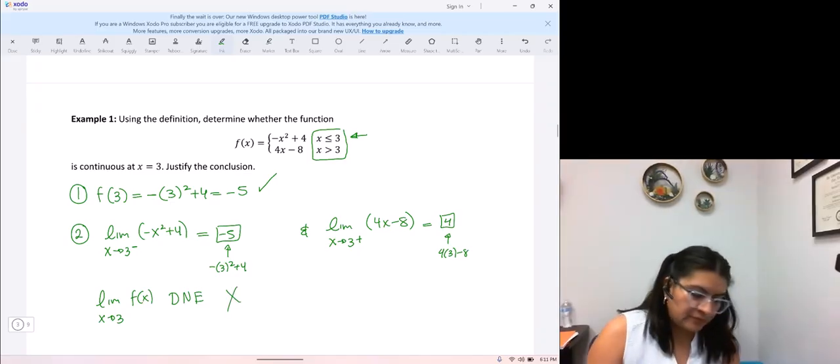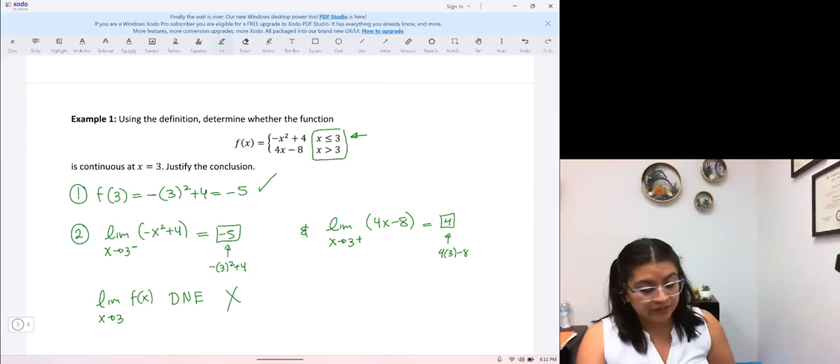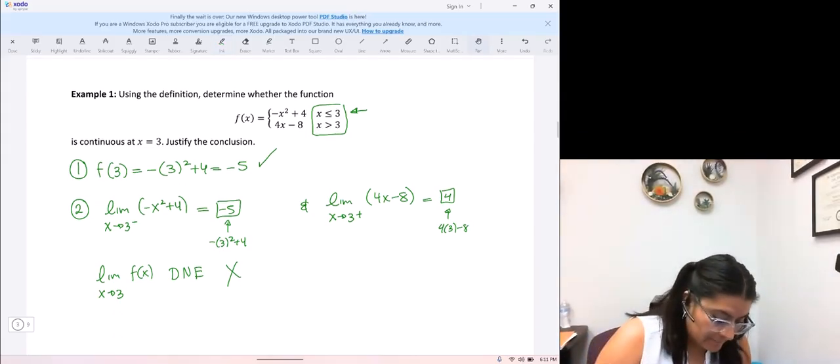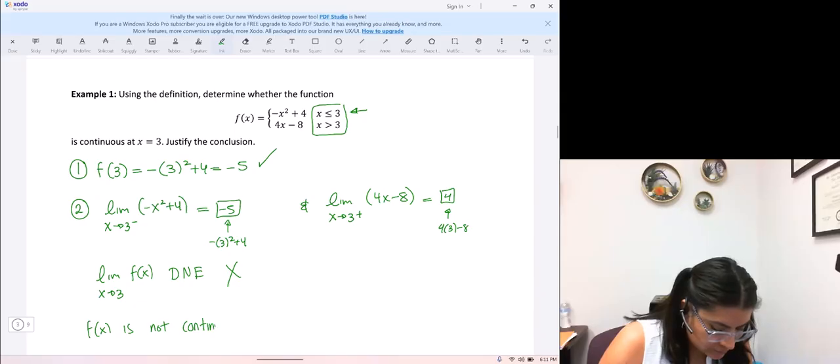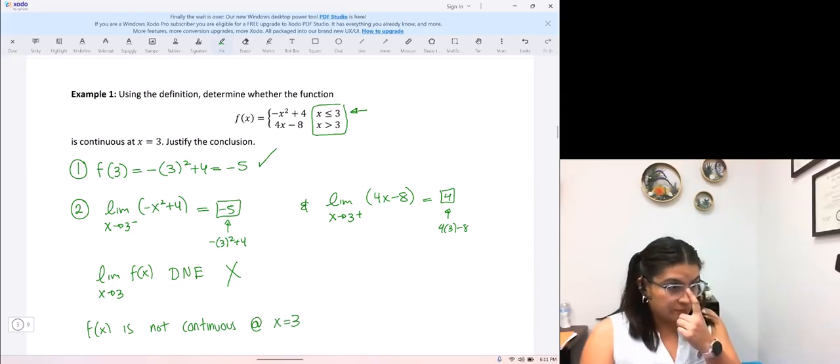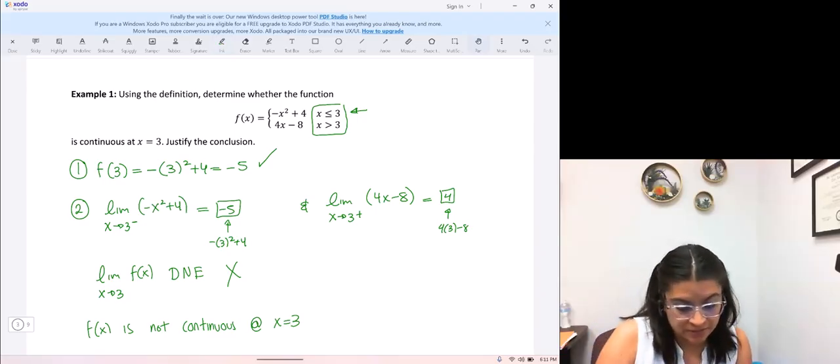So at this point, the second condition isn't satisfied. So we say f of x is not continuous at x equals 3, since the limit does not exist.